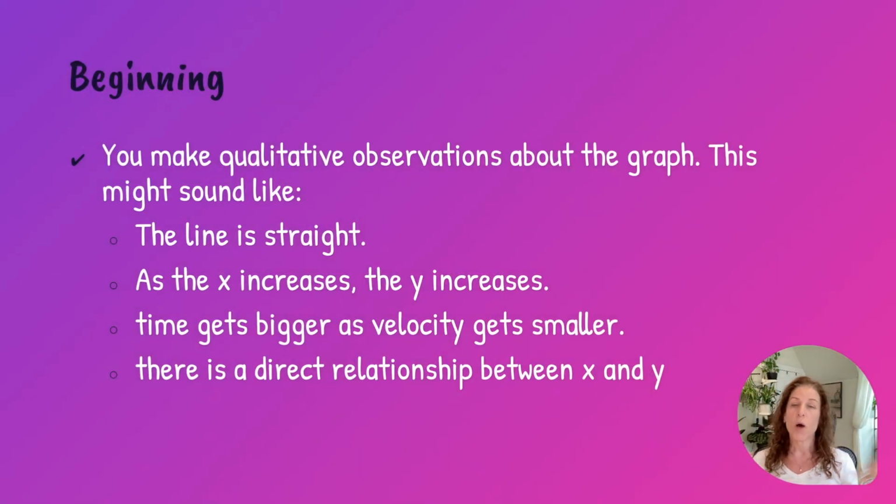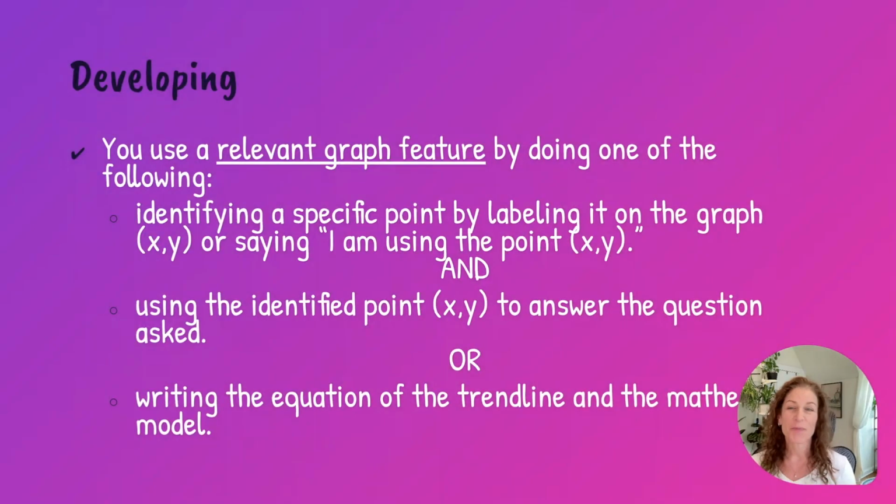Beginning level, qualitative explanation. Just look at the graph, describe what you see. I see that the graph has this on the X and this on the Y, and it's a straight line. Just describe what you see. At least I know you're looking at the graph.